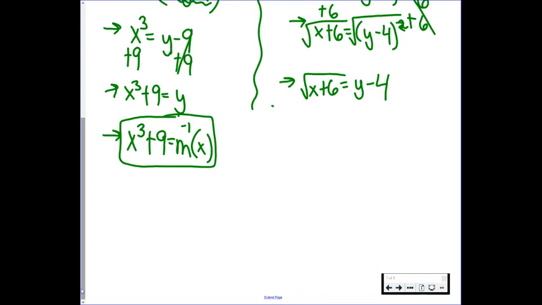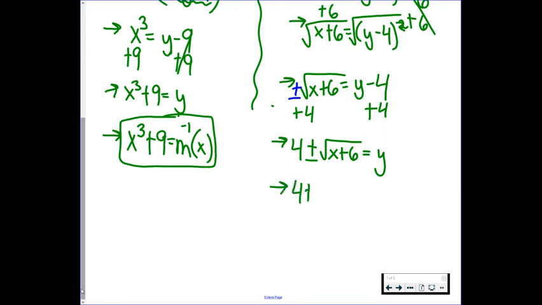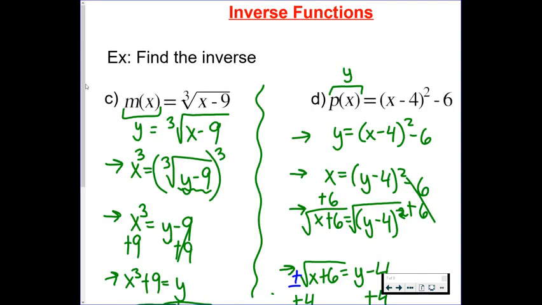Because we took the square root, it is very important that you remember you took a square root, so we need a plus or minus sign on the outside of that square root symbol. Now we can keep solving. I'm going to add 4 to both sides to get the y by itself. So we have 4 plus or minus the square root of x plus 6 equals y. Now that y is by itself, this is our inverse function. 4 plus or minus the square root of x plus 6 equals p inverse of x. So that's how you find the inverse of an equation.